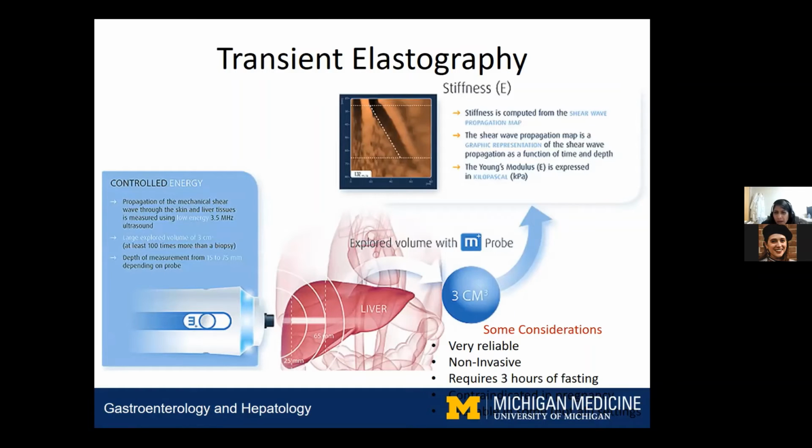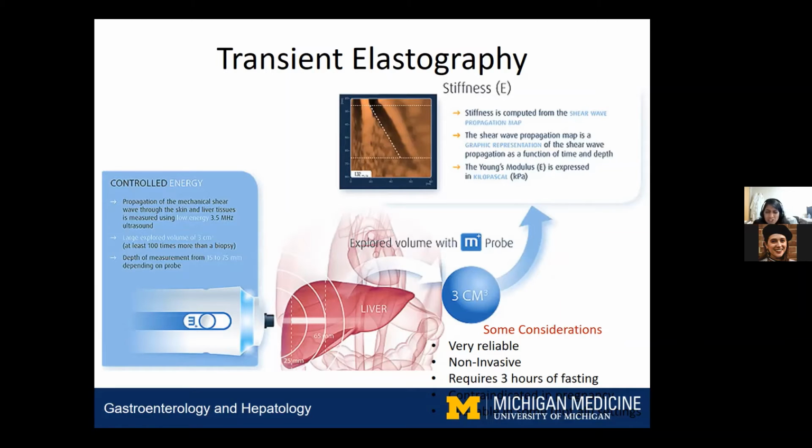And the shear wave propagation map tells you whether or not you think you are hitting the right tissue, and then also outputs a number. And that number then translates into a fibrosis score, stage 0 to 1, all the way up to stage 4, or cirrhosis. It's a very reliable test. It's non-invasive. It does require patients to be fasting for 3 hours prior to doing it.